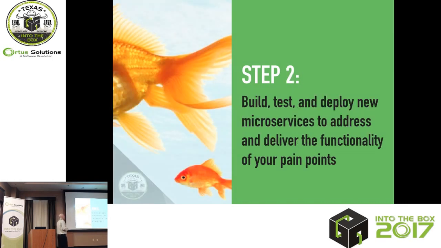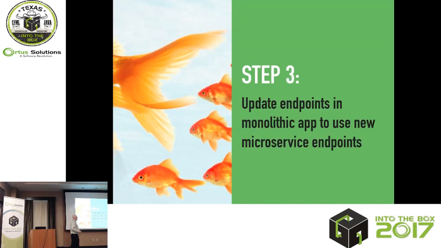Step 2, take those performance bottlenecks, starting one little bite of that elephant at a time, and build, test, and deploy new microservices to address and deliver the functionality of those pain points independently. We're not even talking about the monolith right now. You can break that code, you can reuse some of that code, but break it out. Make it a microservice, build it, test it, deploy it, and then once you've done that, just simply update the endpoints in your monoliths to use the microservices.